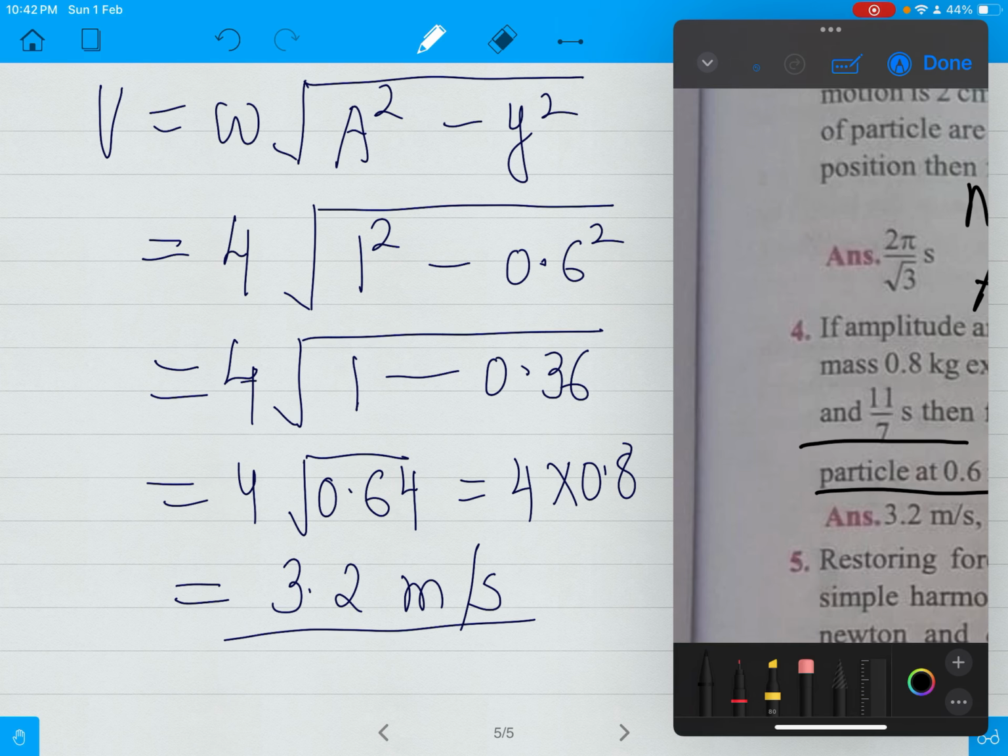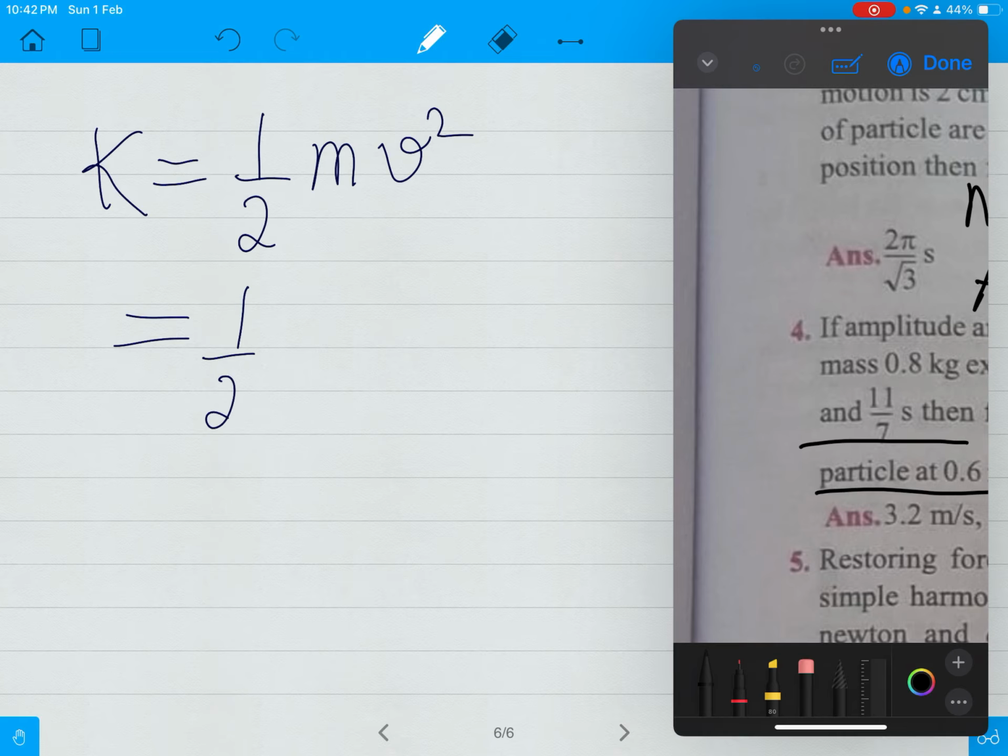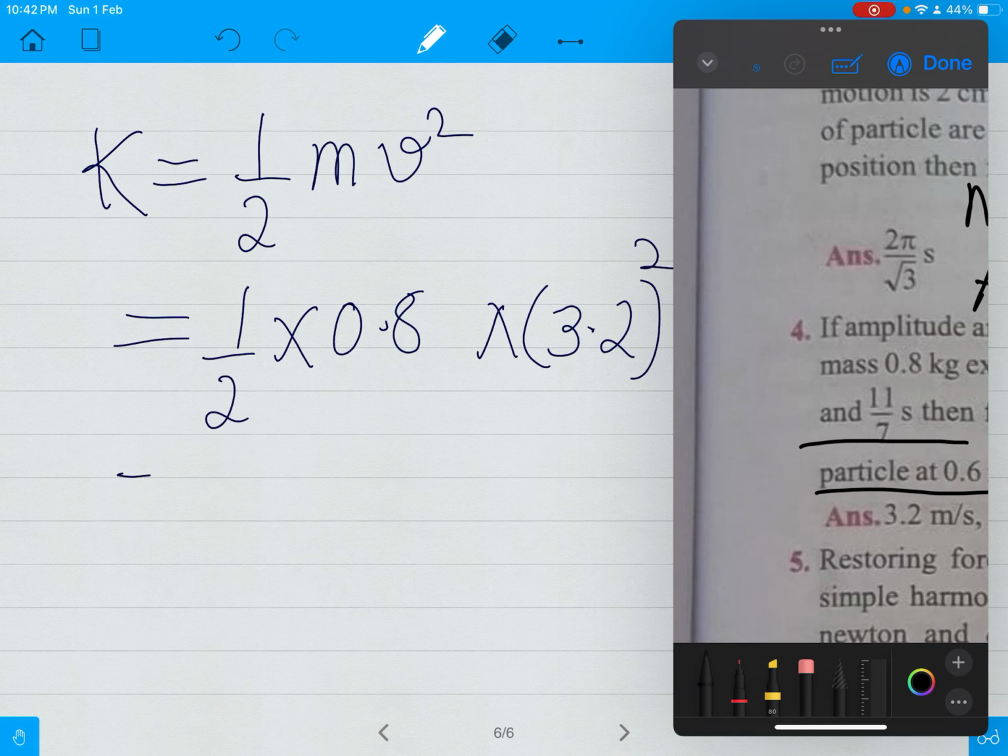After that, kinetic energy. You can simply use this formula, because you have already determined V. So we will use K equals 1 upon 2 m V square. m is given 0.8 and V is given 3.2, the whole square. You can do the calculation, it comes out 4.1 joule. It's clear. So this is question number 4.